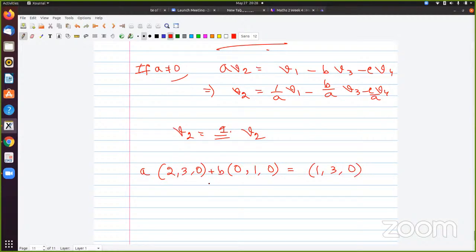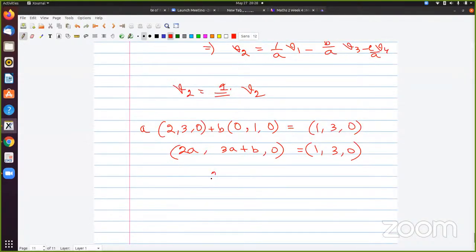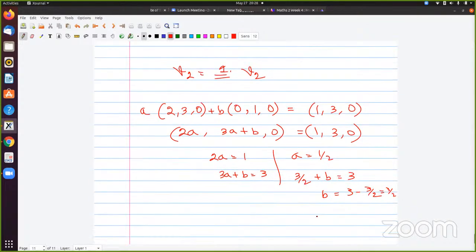ओके सर। तो 2a, 3a प्लस b, वाला ना? So a is basically equal to 2a = 1, that is a equal to half, and 3a plus b equal to 3, correct? So a equal to half, so 3 by 2 plus b equal to 3, so b equal to 3 minus 3 by 2, so 3 by 2. तो सॉल्व हुआ ना? Yes sir. तुम्हारा क्यों नहीं हुआ था?